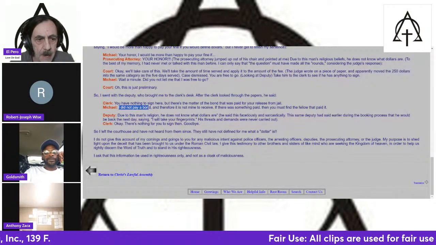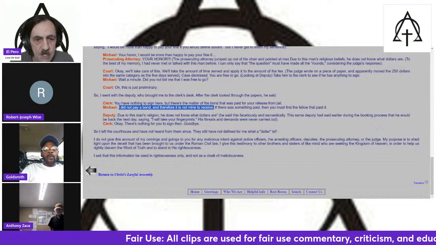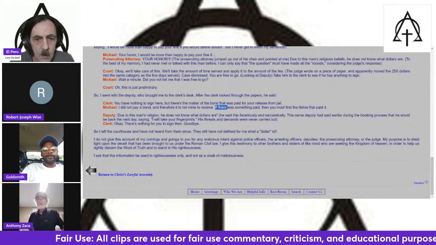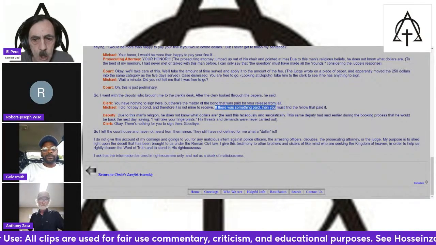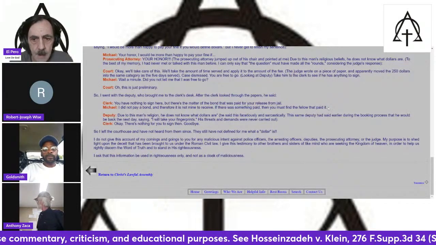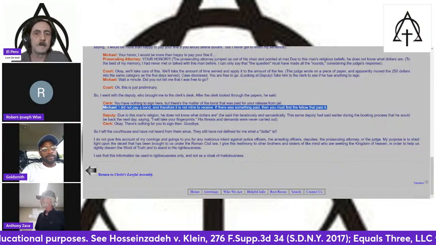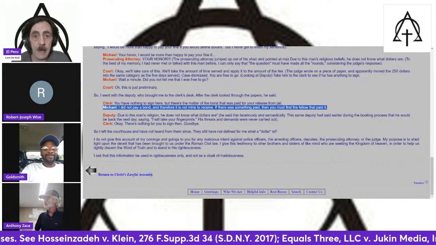I did not pay a bond, and therefore it is not mine to receive. If there was something paid, then you must find the fellow that paid it. If it was paid, what was it paid in? Did they pay in dollars, as they demanded?